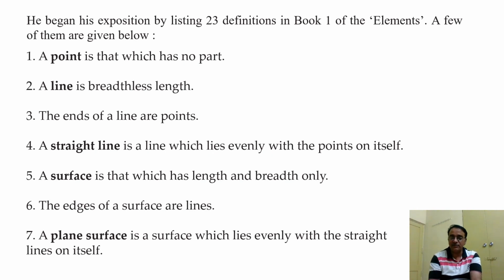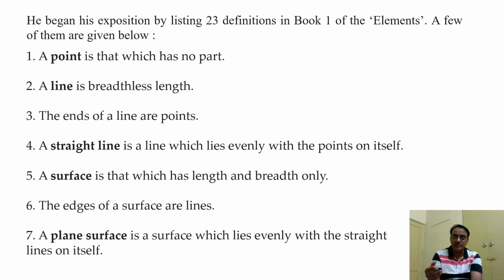Now, if you carefully study all these definitions, you find that some of the terms like part in the first one and breadthless, breadth, length, evenly, etc., need to be further explained. These are all the terms which need to be further explained clearly. For example, consider the definition of a point. In this definition, a part needs to be defined.